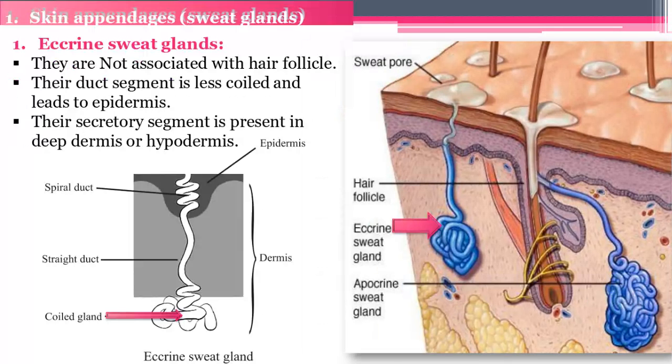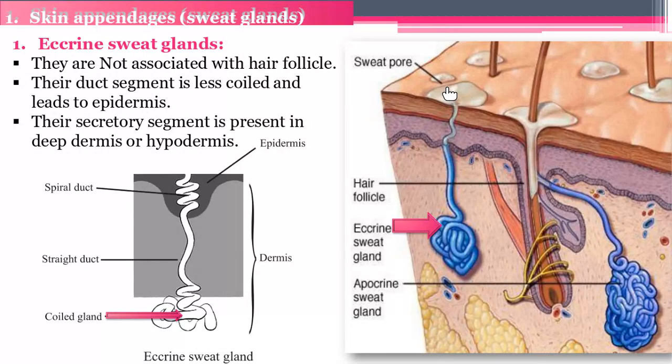See, eccrine sweat glands, they are not associated with hair follicle, and their duct segment is less coiled and leads to the epidermis, and their secretory segments are present in the deep dermis or in the hypodermis. See, this is the presentation of the eccrine sweat gland. See here, they are less coiled and they are leading to the secretion at the surface of the epidermis.